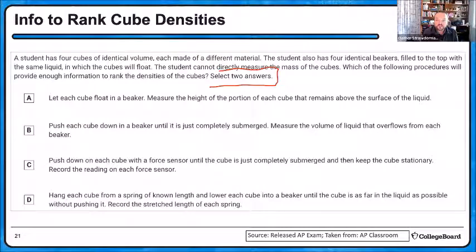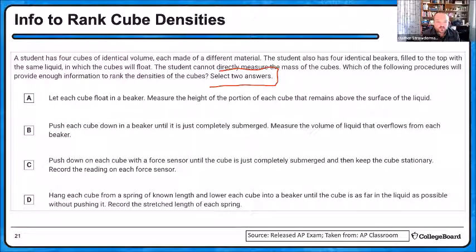We got A and D. Another A and D, yeah. Lots of A and Ds. Even more A and Ds, okay. I agree with A.